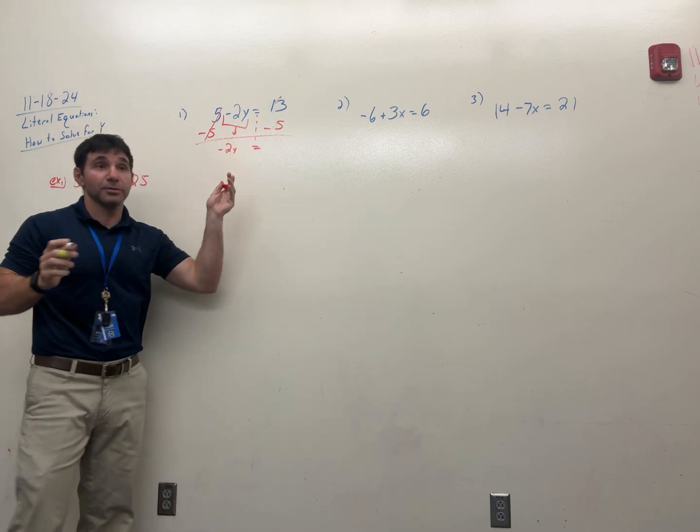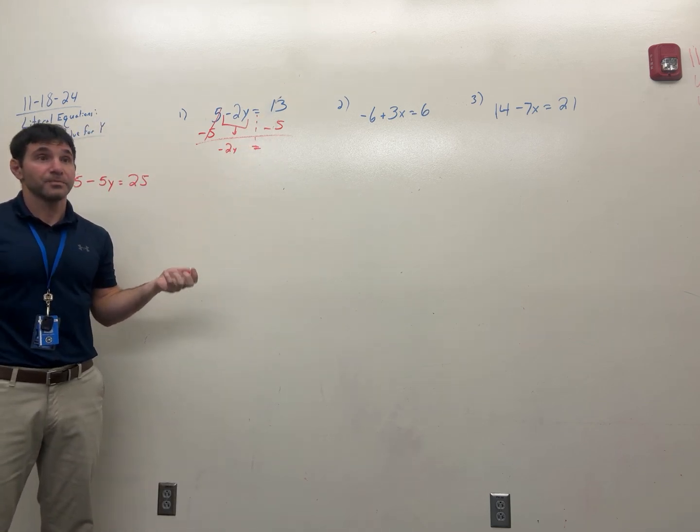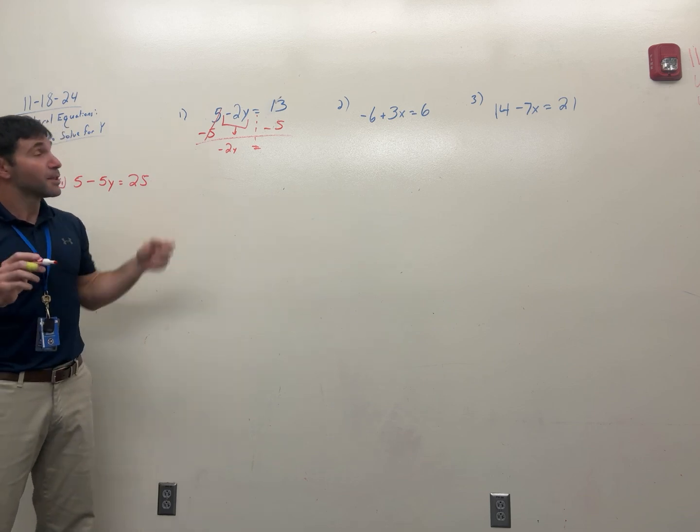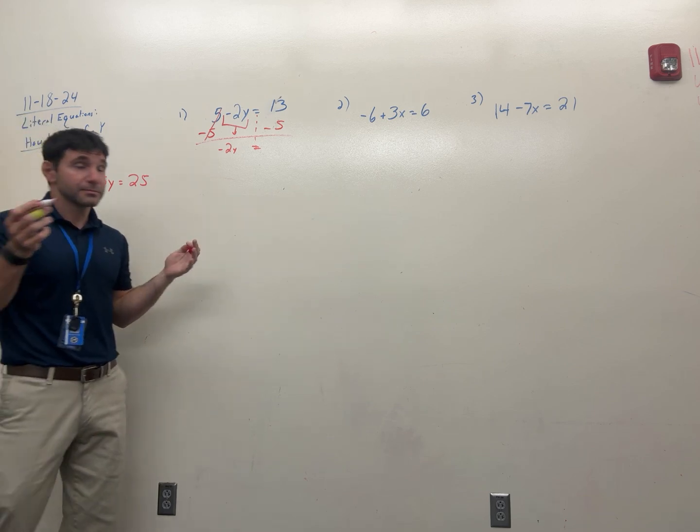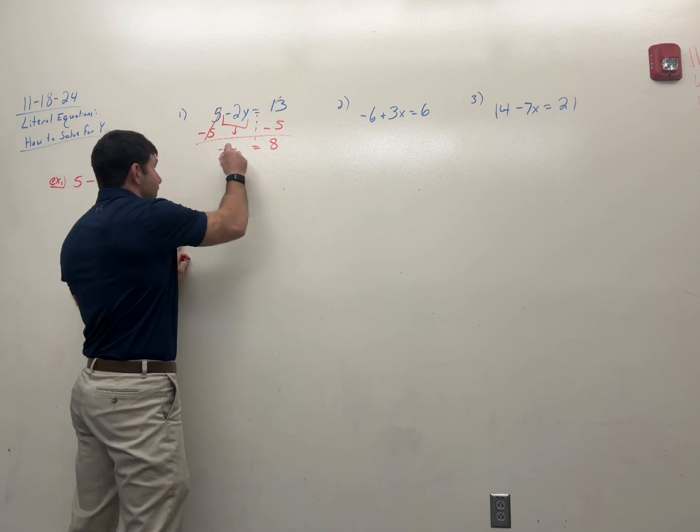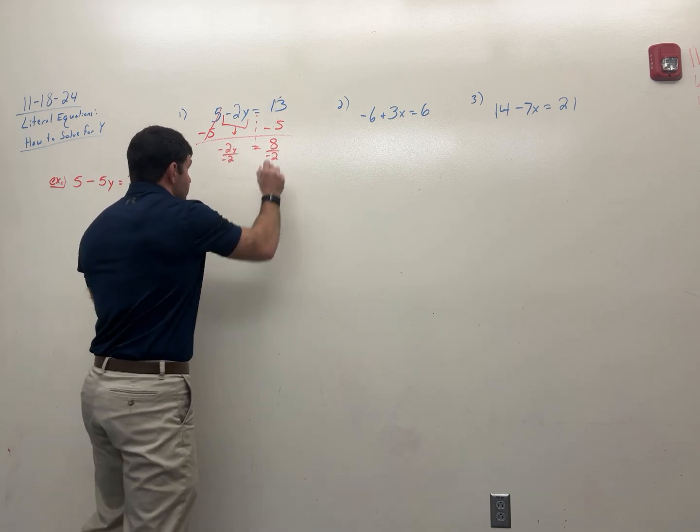Can we combine those? Can we combine 13 minus 5? Yeah, those are like terms. Okay? 13 minus 5 is? 8. Now we divide both sides by negative 2.